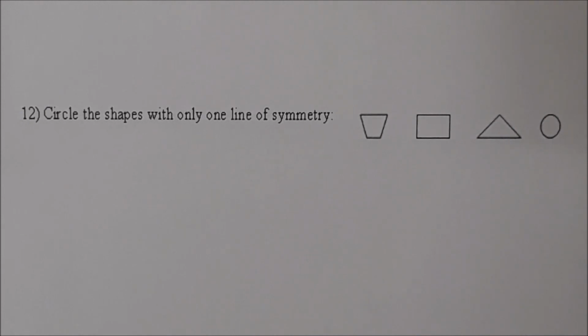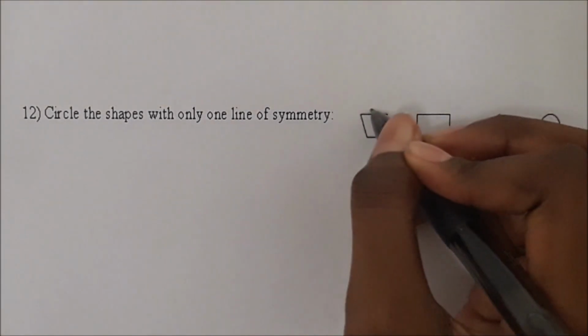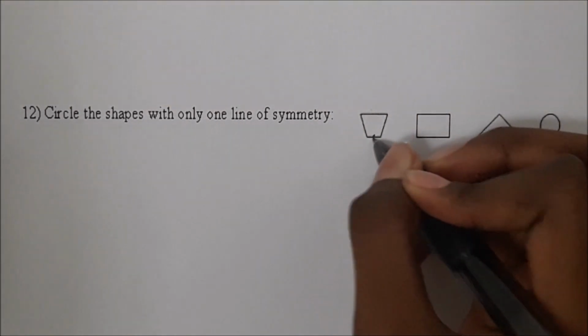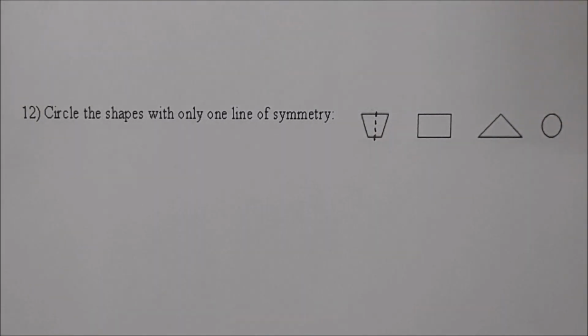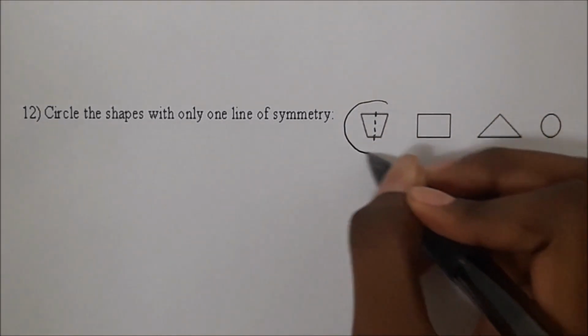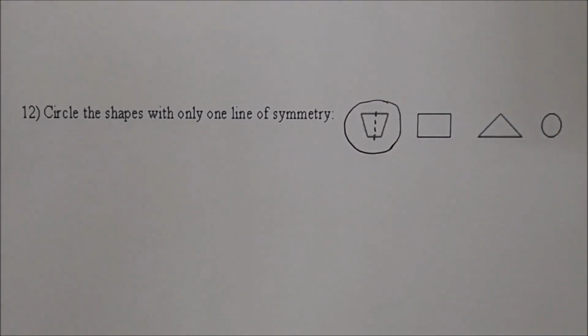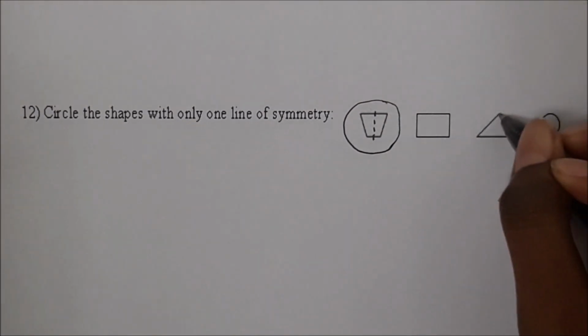Number 12, Raphael, read it. Circle the shapes with only one line of symmetry. And that line of symmetry would divide the shape in half. Okay, go ahead, let's work it. The trapezoid has one line of symmetry. Okay, you could draw it and then circle it, because you have to circle the shape. So circle the trapezoid. She drew it in and then she circled it. Draw it in the other one and then circle it as well.